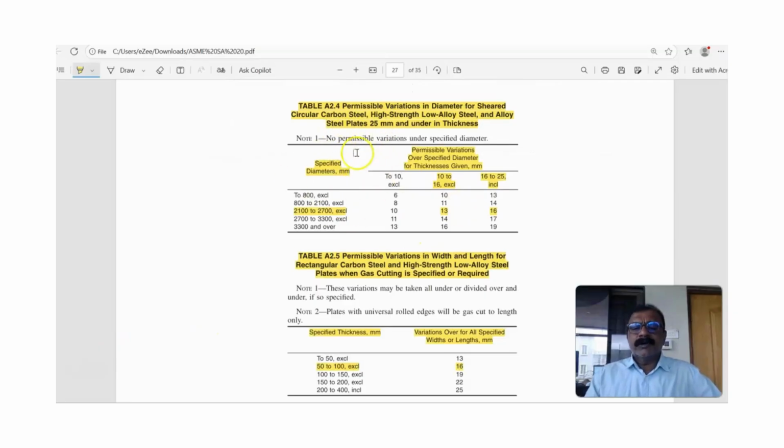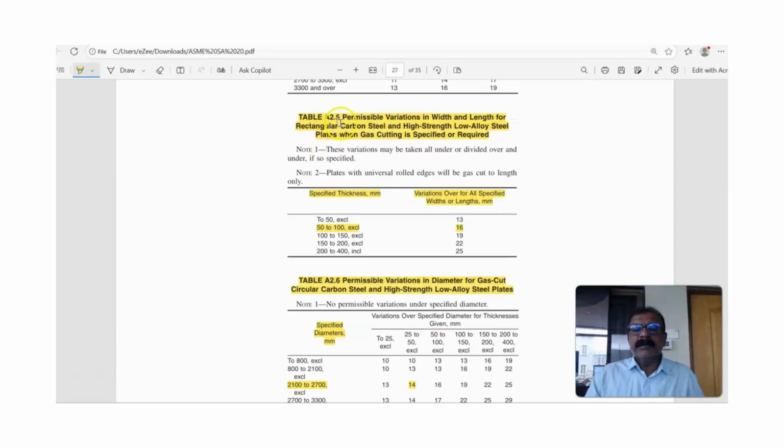Sometimes plates are ordered in circular shape, that is cut in circles. These are the tolerances. Table A2.4 is permissible variation in diameter for sheared circular carbon steel, high strength low alloy steel and alloy steel plates 25 millimeter and under. This is self-explanatory, very easy to understand. Then table A2.5 is the tolerance in width and length for rectangular carbon steel and high strength low alloy steel plates when gas cutting is specified or required. This is also a very easy table to understand.